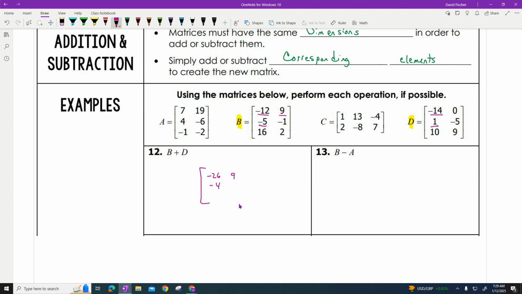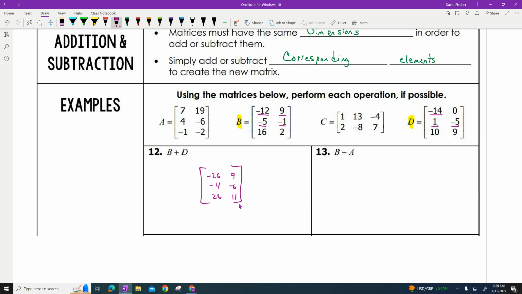So you can do them in any order that you want. You just got to make sure that row 2, column 2 goes with row 2, column 2 over here. Negative 1 plus a negative 5 is a negative 6. Do the last one. 16 plus 10 is 26. And 2 plus 9 is 11.